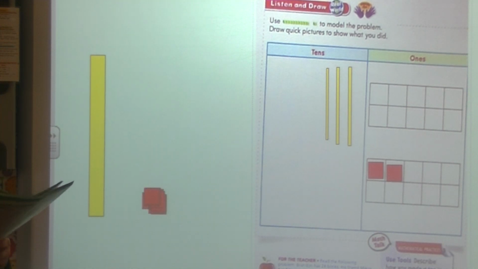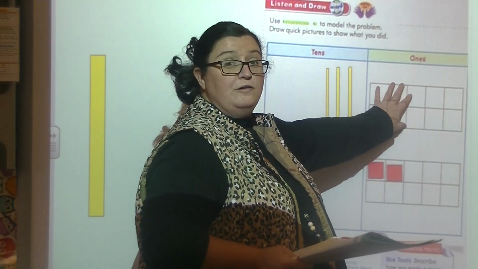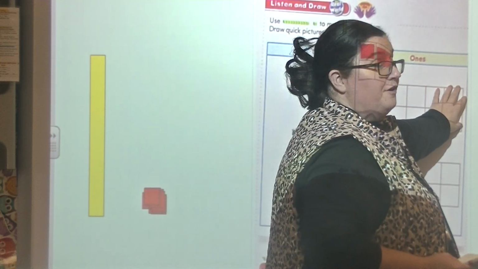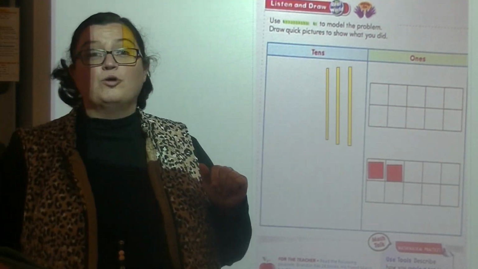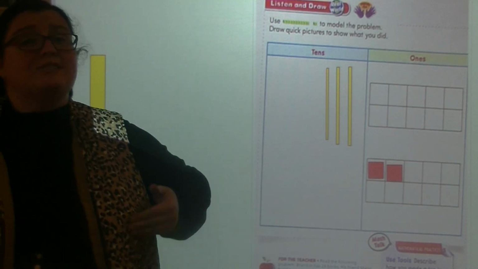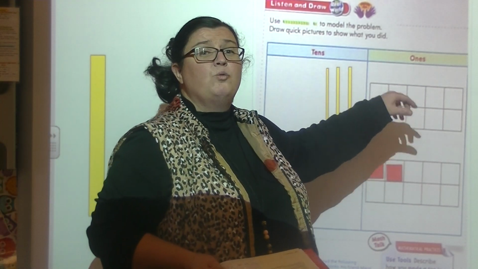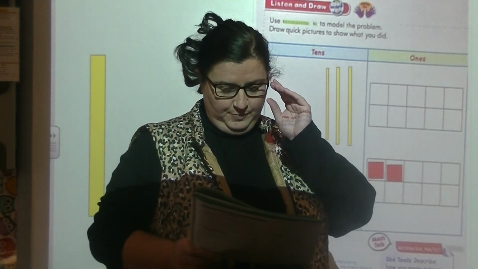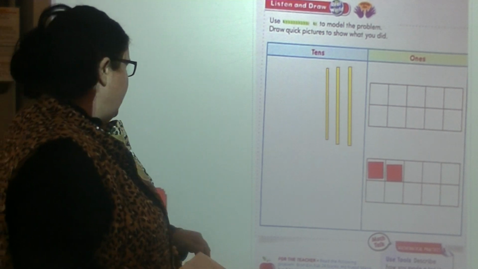All right. Now, that is called regrouping. When I moved my whole group of 10 ones and traded it for a group of 10, that is called regrouping. What do you call it? Yes, regrouping. It means to group it again. So if you have 10 ones, we need to group it again as a group of 10 and make it nice and neat. All right, turn the page.